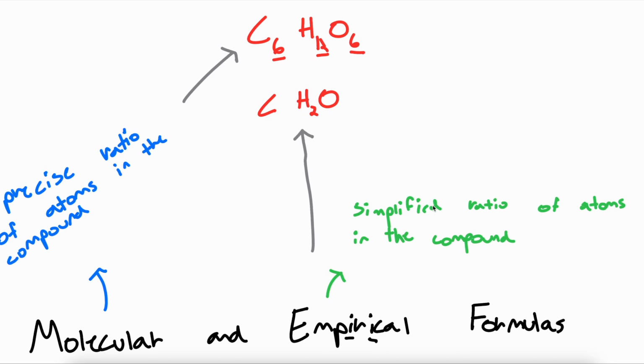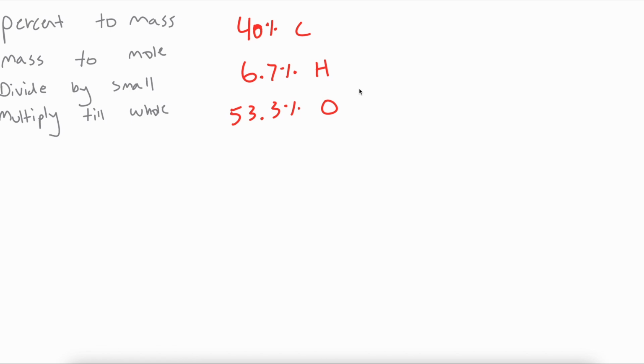The ratio of the atoms to one another has stayed the same. There is still twice as many hydrogen as there is carbon, and there is still half as many oxygen as there is hydrogen. But we've simplified it to the lowest possible terms. Now that we know what empirical and molecular formulas are, let me show you how to solve these types of questions. So let's say we have the following question. A compound is found to contain 40% carbon, 6.7% hydrogen, and 53.3% oxygen by mass. What is the empirical formula of this compound?